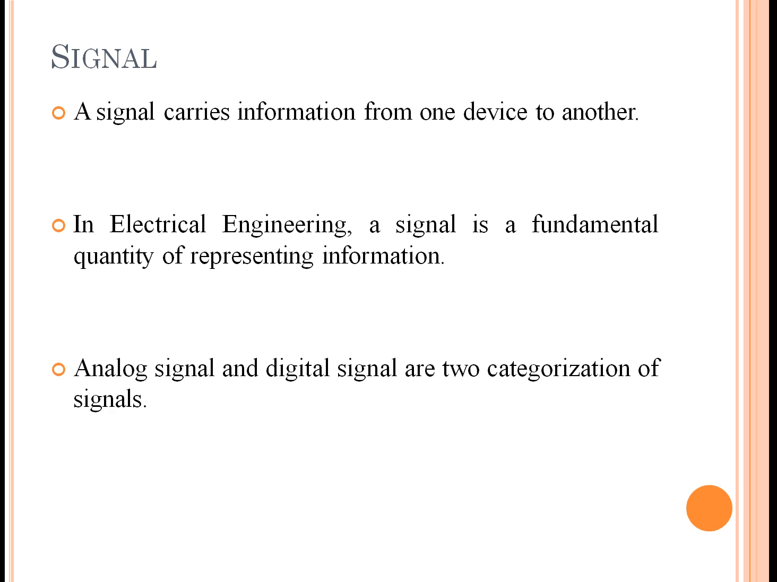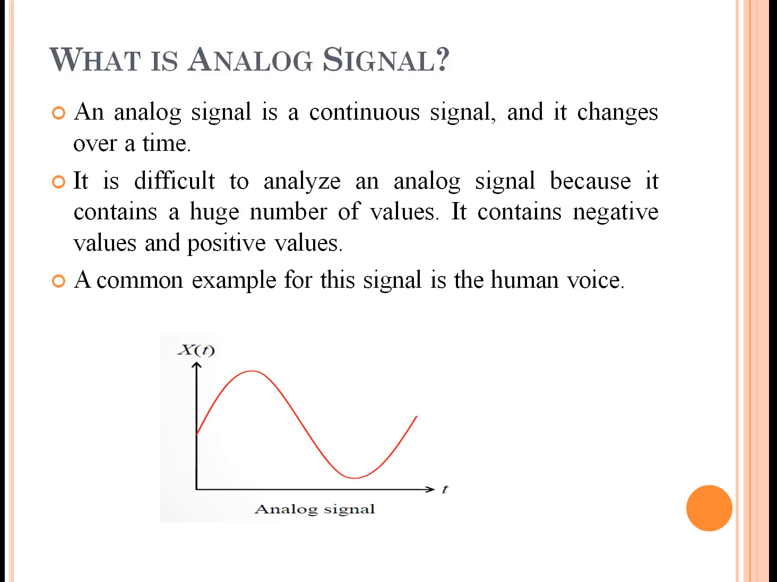There are mainly two types of signals. They are analog and digital. So what is an analog signal? An analog signal is a continuous signal and it changes over time. A sine wave represents this signal, where amplitude, time period and frequency are some factors to describe its behavior.